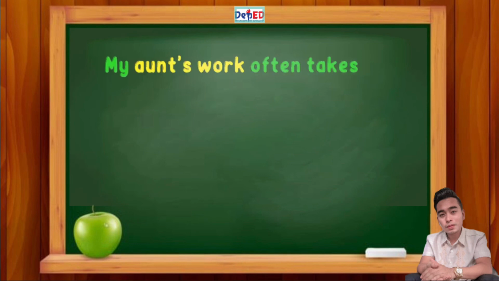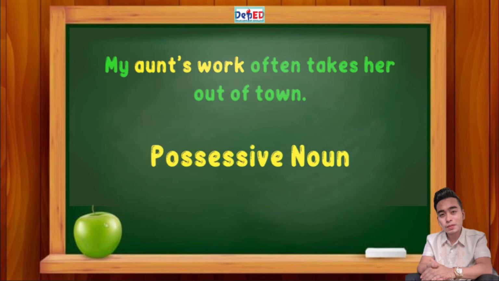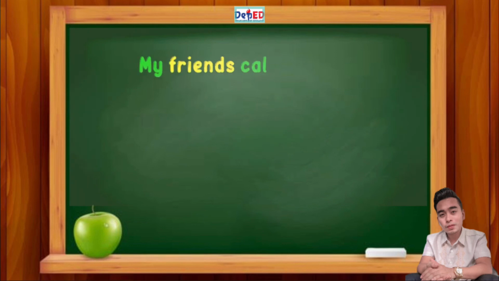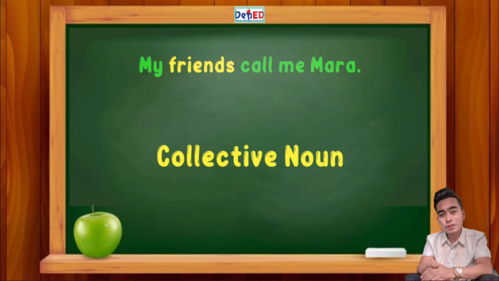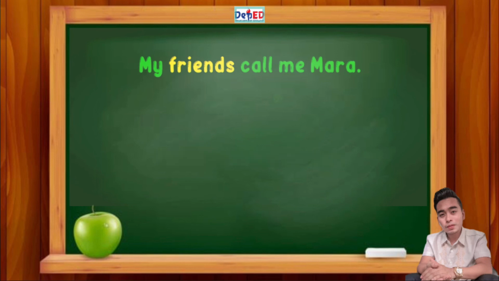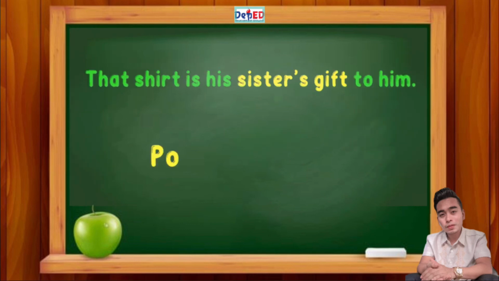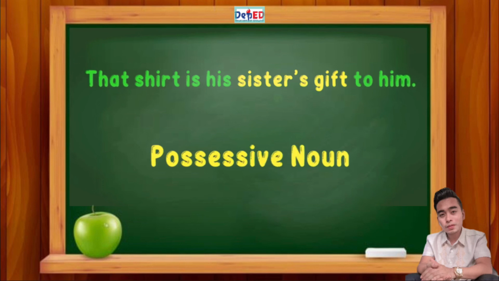My aunt's work often takes her out of town. Aunt's work, possessive noun. My friends call me Mara. Friends, collective noun. That shirt is his sister's gift to him. Sister's gift, possessive noun.